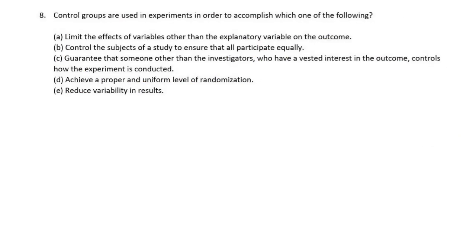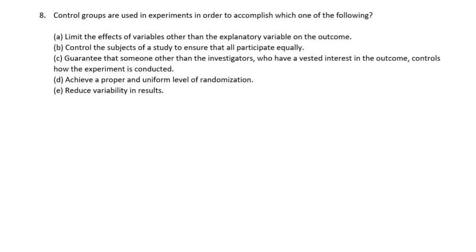Control groups are used in experiments in order to accomplish which one of the following? Limit the effects of variables other than the explanatory variable on the outcome. Control the subjects of a study to ensure that all participate equally. Guarantee that someone other than the investigators who have a vested interest in the outcome controls how the experiment is conducted. Achieve a proper and uniform level of randomization, or reduce the variability in results. What do you guys think this one is?